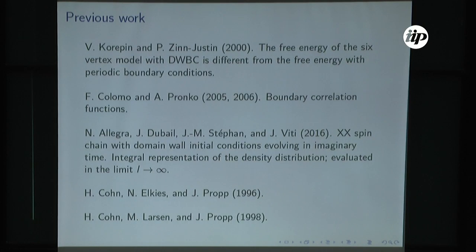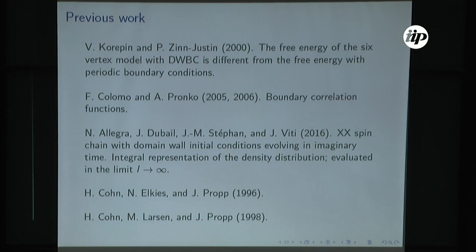I'll now mention previous work. Korepin and Zinn-Justin showed that for the domain wall boundary condition, the free energy is different from the free energy with periodic boundary conditions. Some work was done on the boundary correlation function. Recently, Allegra, Dubail, Stéphan, and Jacopo Viti, who's here in Natal, considered the XX spin chain evolving in imaginary time, which is equivalent to the six-vertex model with domain wall boundary conditions. They also found an integral representation of the density distribution, which they evaluated.